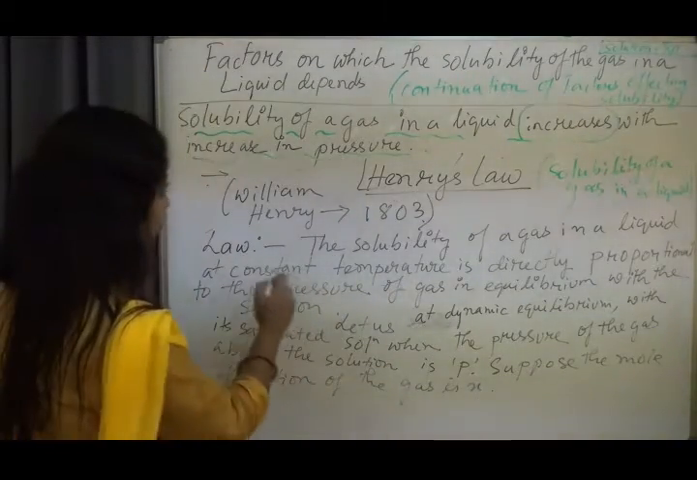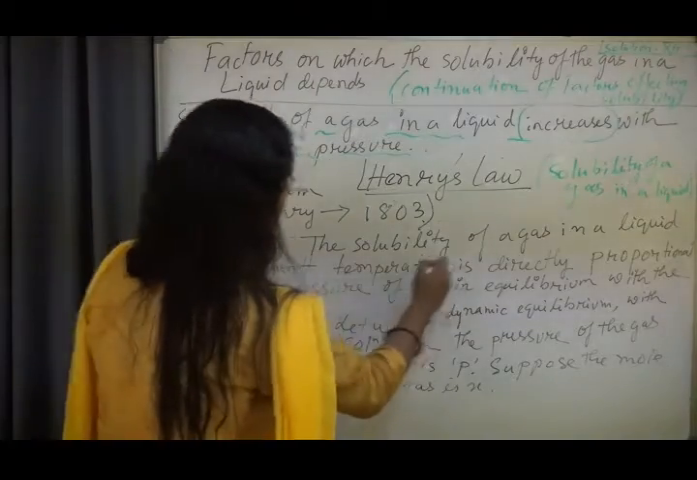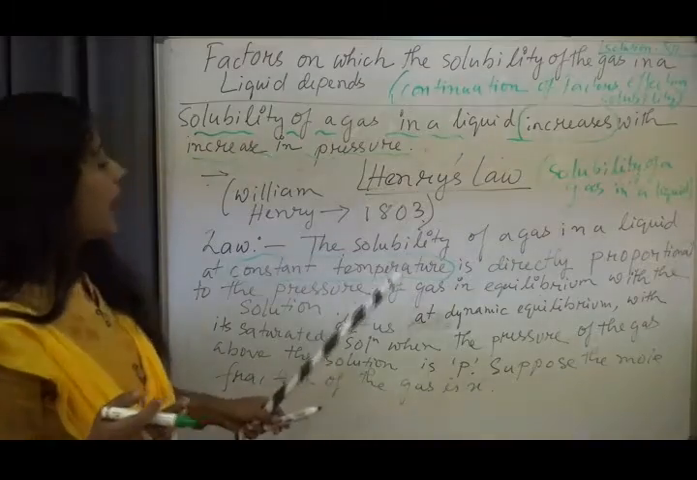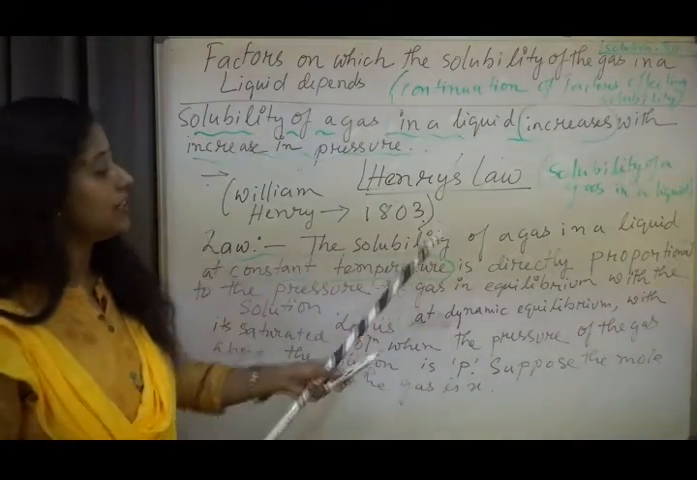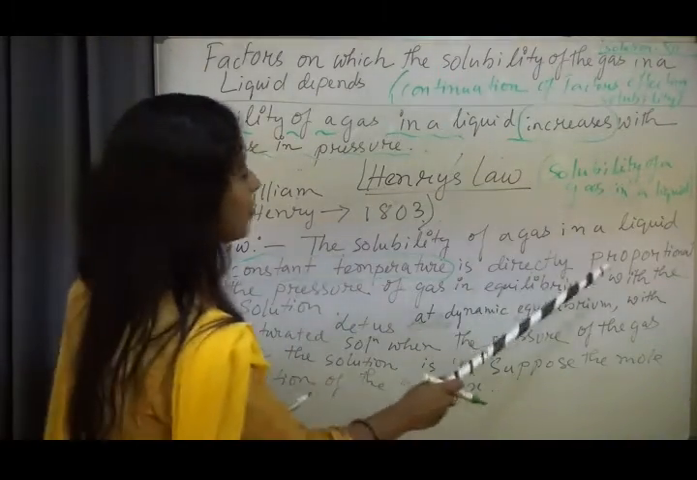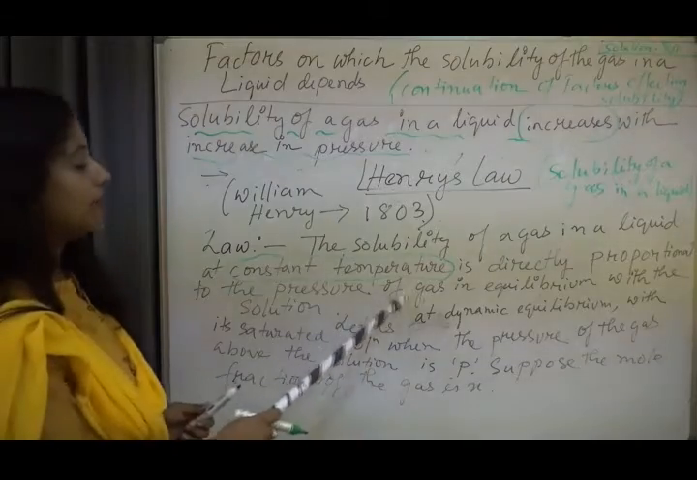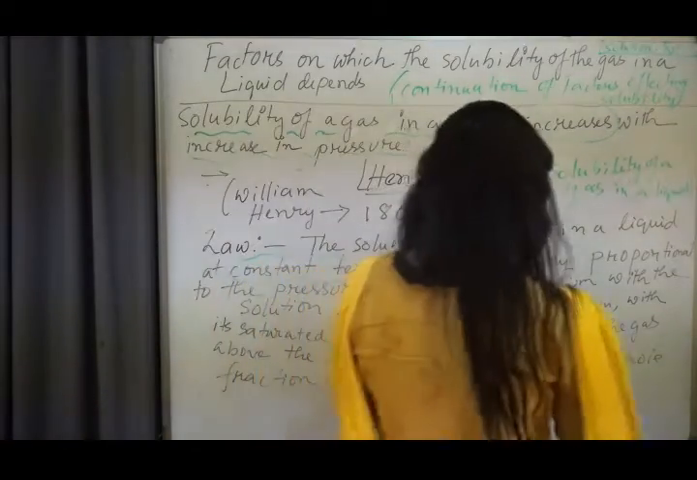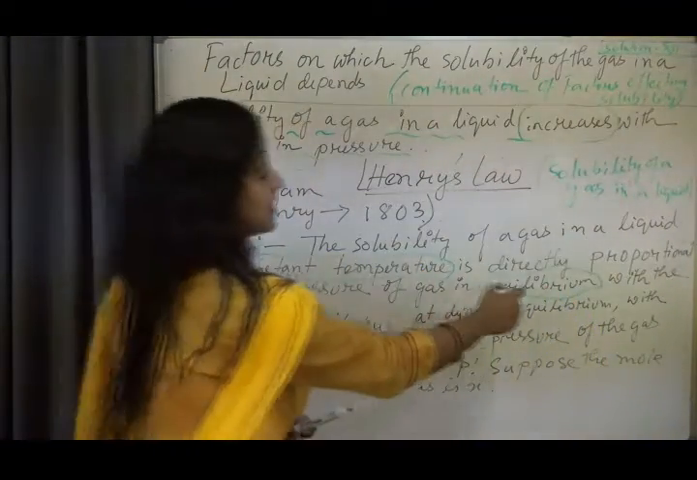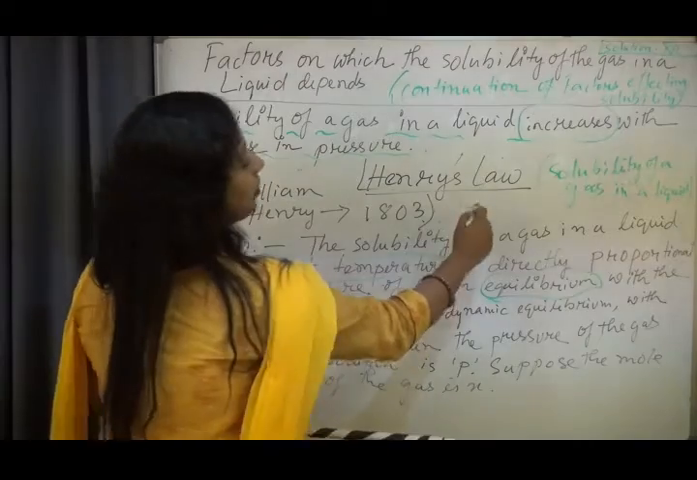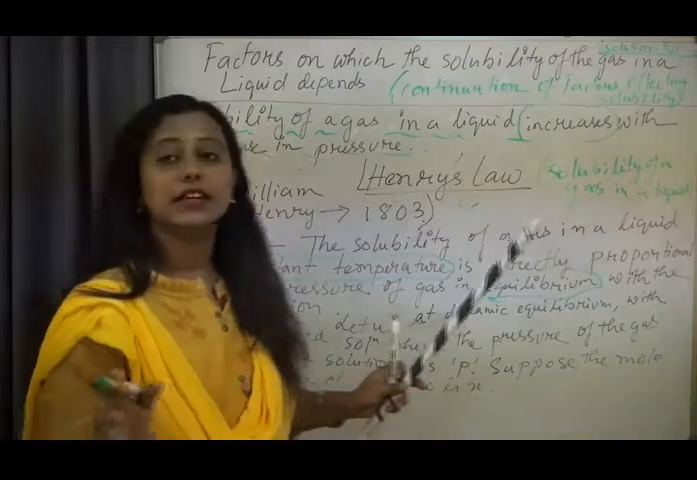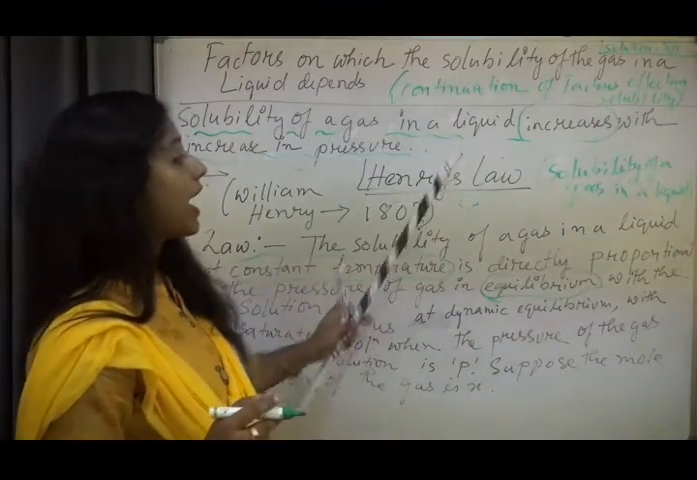Here the term constant temperature is coming. This is a very important one. The temperature in this case is remaining constant. So the solubility of a gas in a liquid at constant temperature is directly proportional to the pressure of the gas in equilibrium. These two terms are very important. If you students skip these two terms, then the law will not be correct. So constant temperature and equilibrium are the two important terms which you have to add in Henry's law.